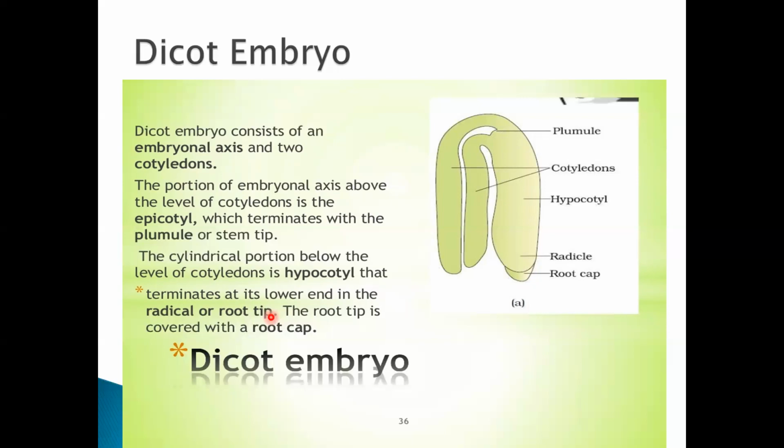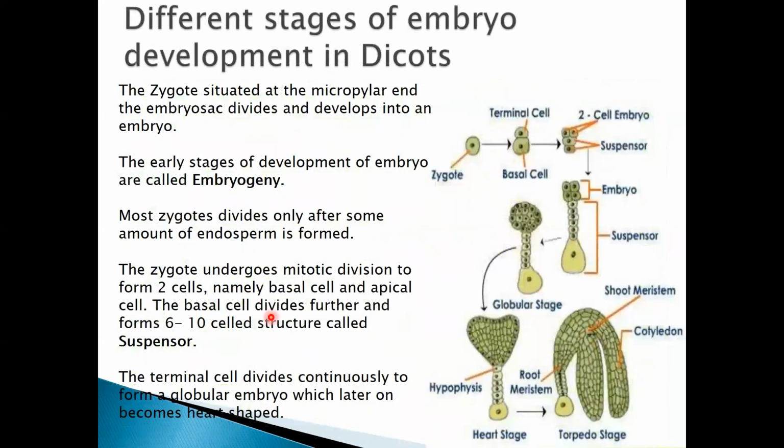So it is important: explanation is important, diagram is important. Okay, students. So next, coming to the different stages of embryo development in dicots. What are the different stages? Yes, what are the different stages of embryo development in dicots?